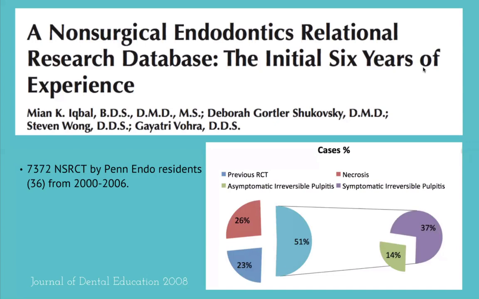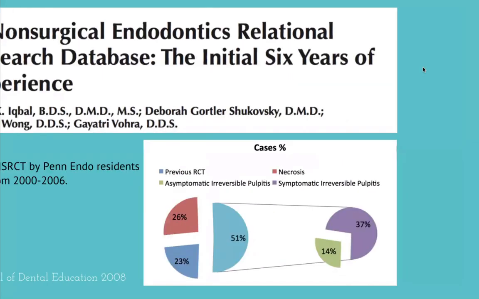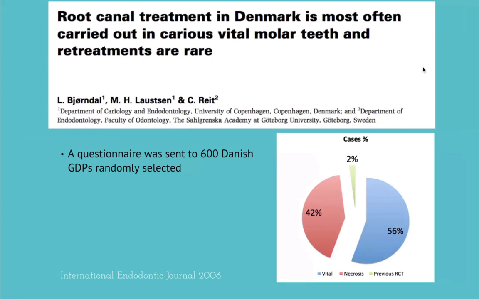This is from Penn, and they wanted to see how much of their cases are actually vital teeth. You can tell that these are the residents, so this is 7,300 cases. Around 50% are actually vital teeth. And out of these, symptomatic irreversible pulpitis is actually 37%. So it depends on the setup that you work in. You might actually see a lot of symptomatic teeth, and you might need to consider these cases. We'll talk about what kind of cases to consider later in this presentation.